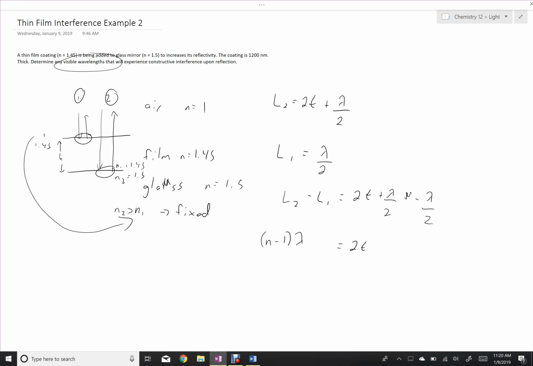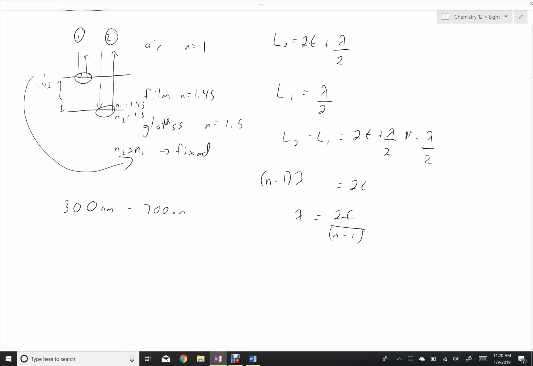So this might be a little bit annoying, we might have to do a little bit of guess and check, but we'll get there pretty quickly. So in the visible spectrum, I'm going to have wavelengths from 300 nanometers to 700 nanometers or so. Okay? Now I'm going to solve this all for wavelength just to make my life a little easier. 2t, and I'm going to bring this n minus 1 down here.